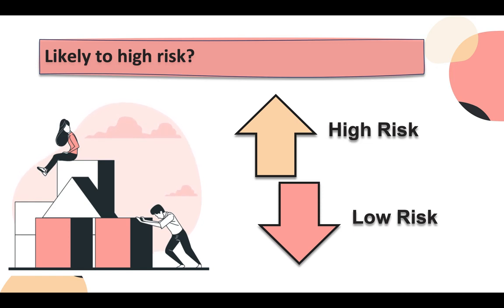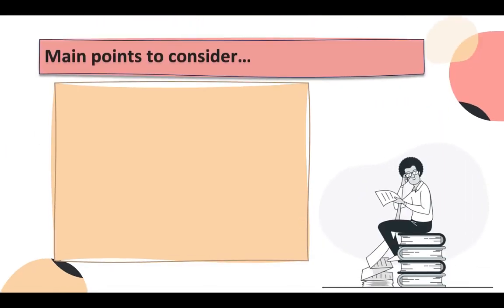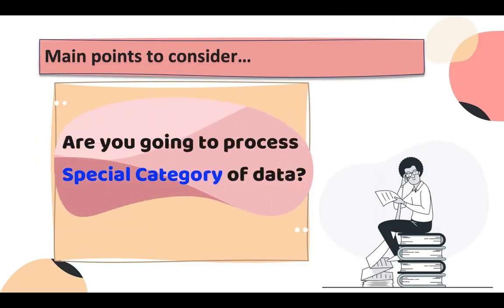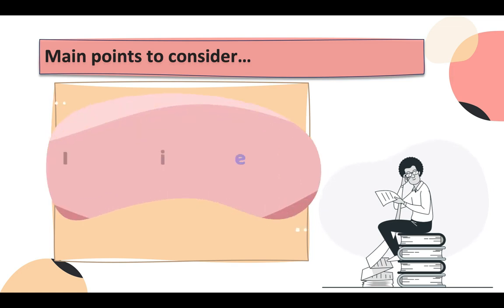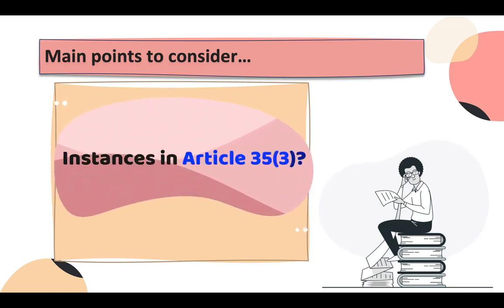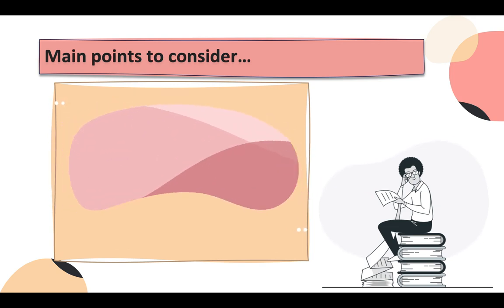To fully ensure this, it's important to pin down all the points, especially the ones that might cause problems. For example, are you going to process special category data, or are you going to be dealing with the 3 instances mentioned in Article 35.3 that absolutely require a DPIA? Let's take a moment and let me run by you a quick list of some of these pain points to make it even more clear.